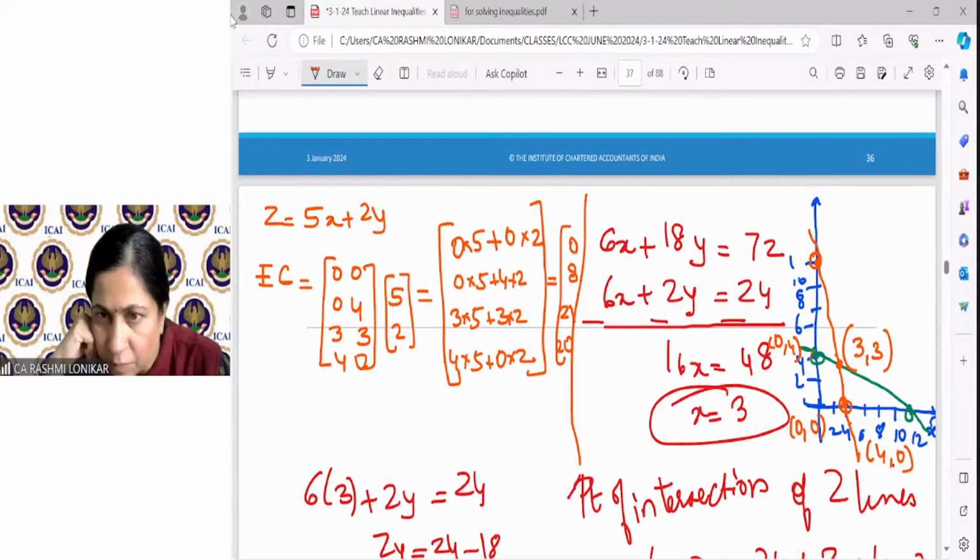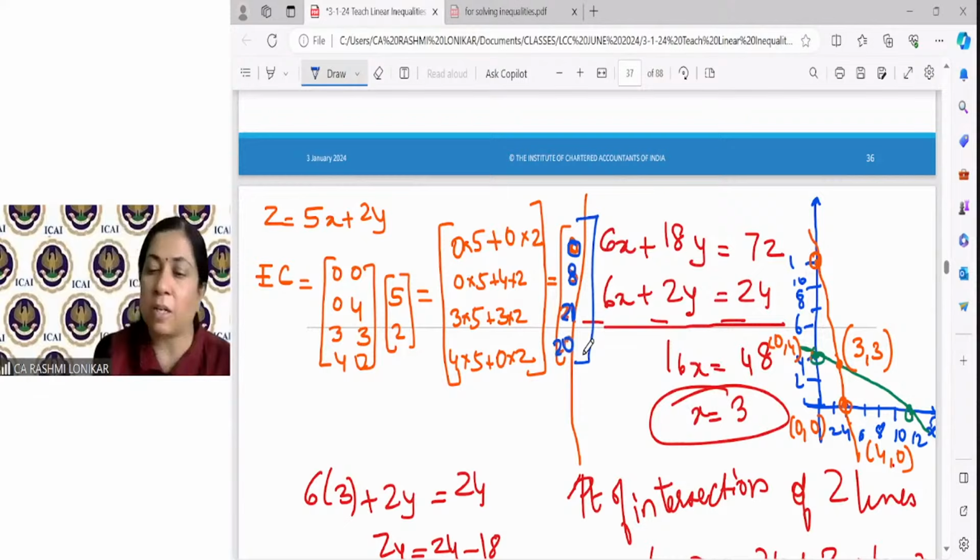So how much am I getting? This is my 0, this is my 8, this is my 21, and this is my 20. So after multiplication, I am getting this.